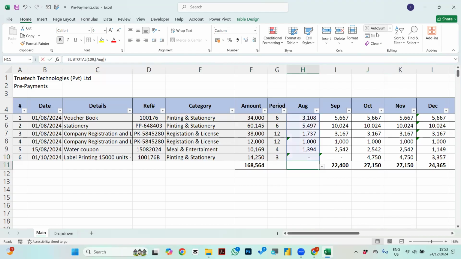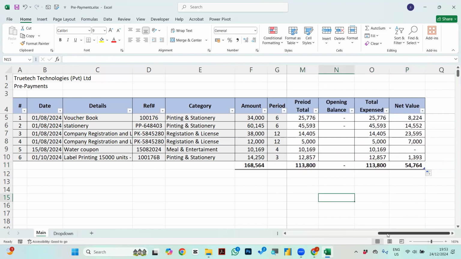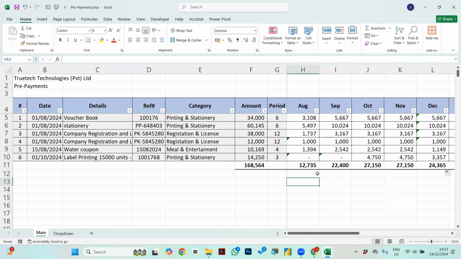Okay, so sum just to make sure these figures are correct. All right. So we have the prepaid expenses just like the depreciation. So you have the sheet, go through it, try to understand how this works. We have the date, details, reference number, category, the amount, and how many months we can use it. And then here we are dividing the amount by the period we use it.